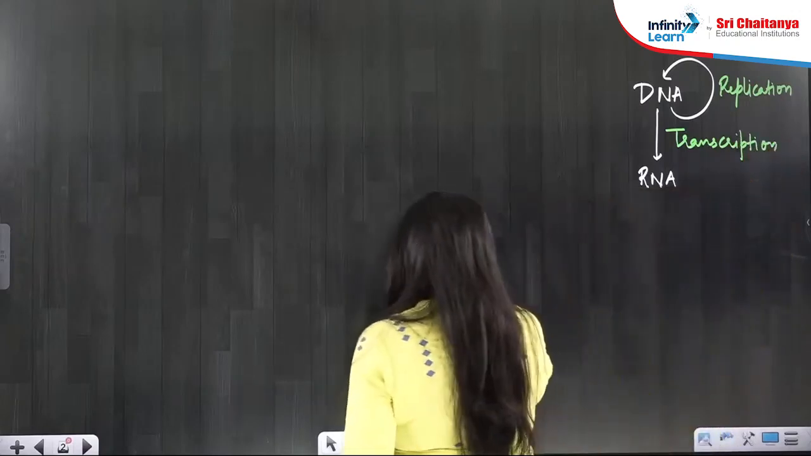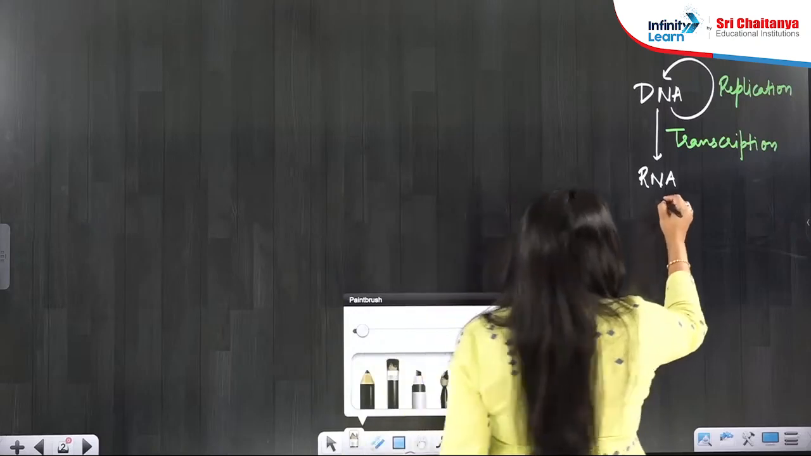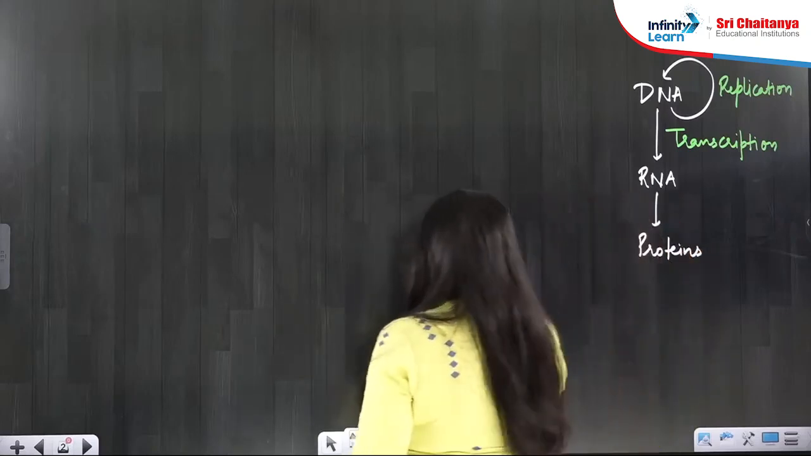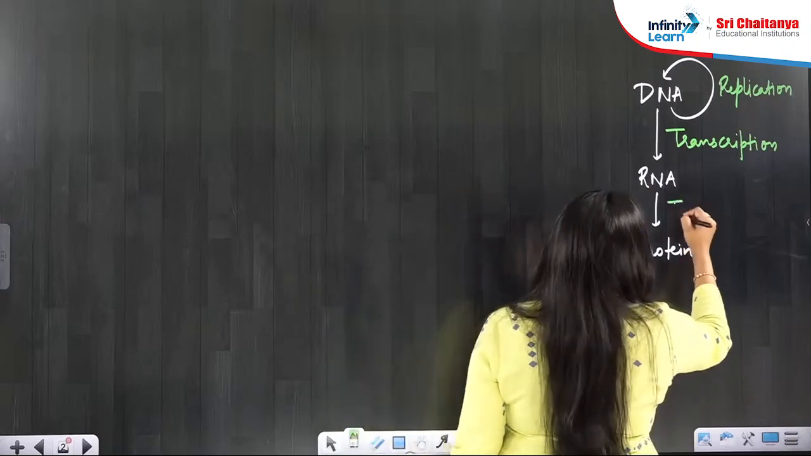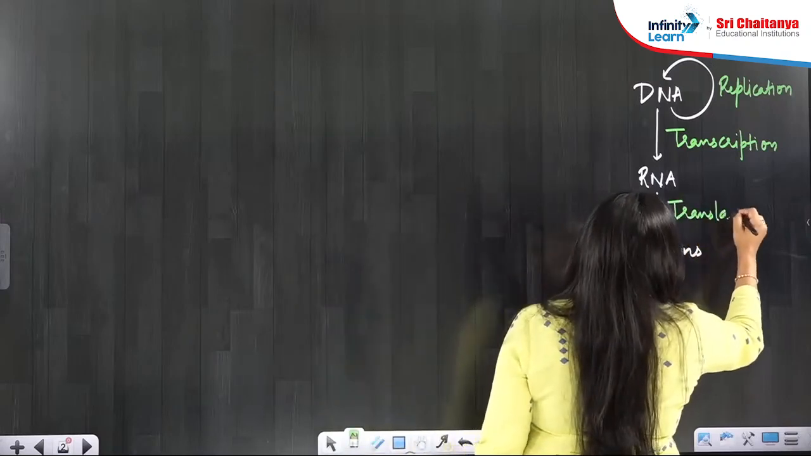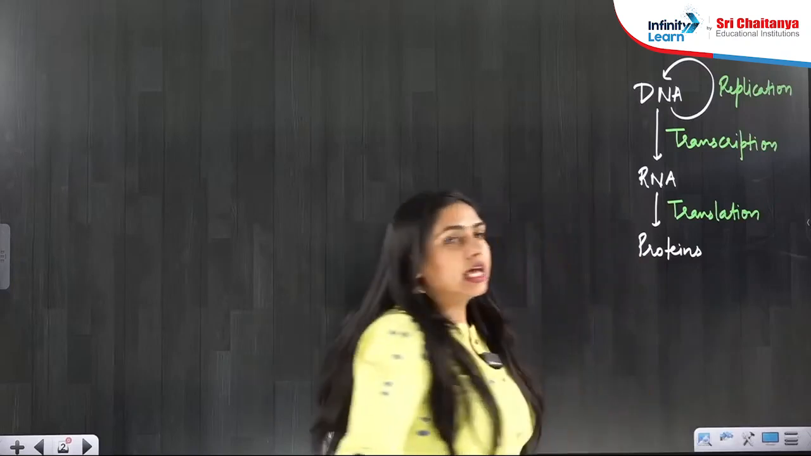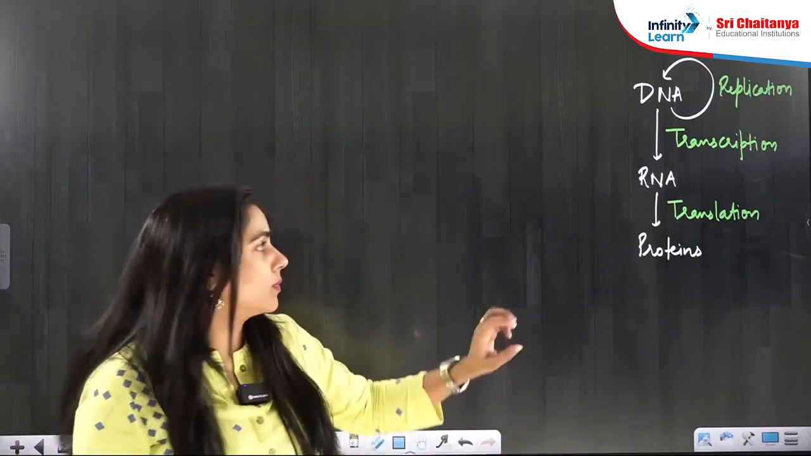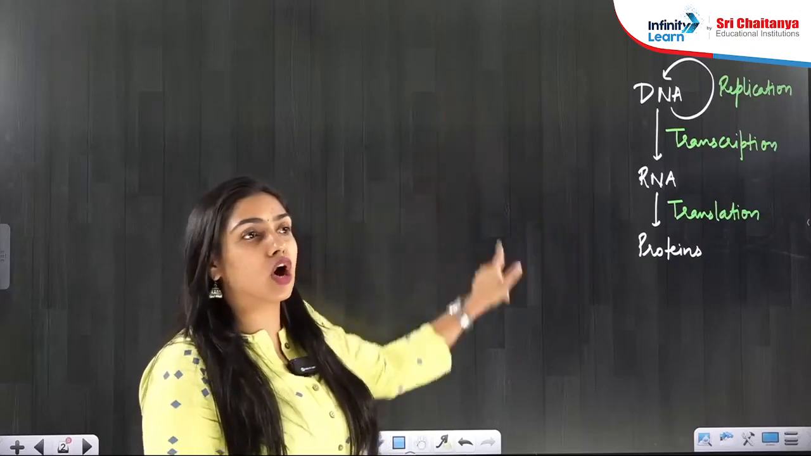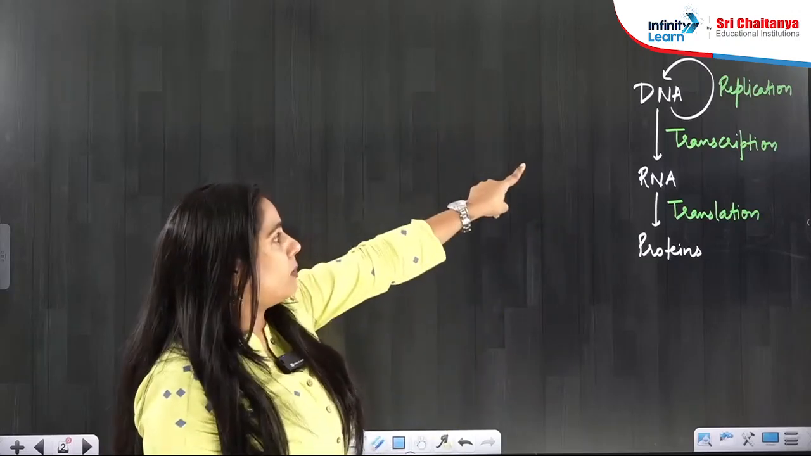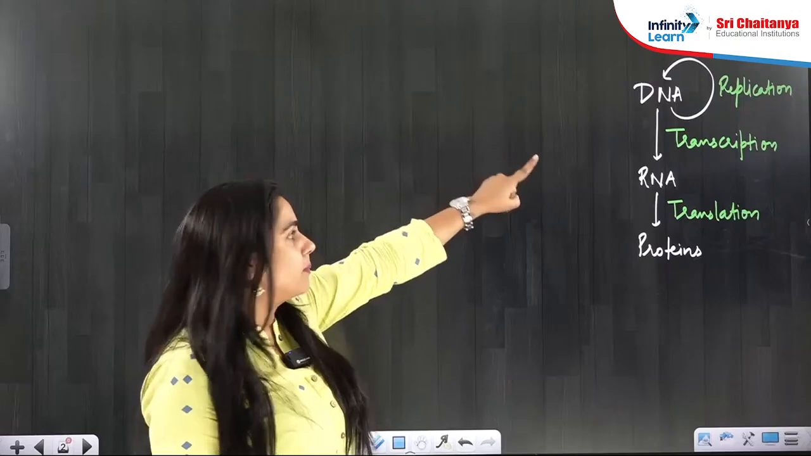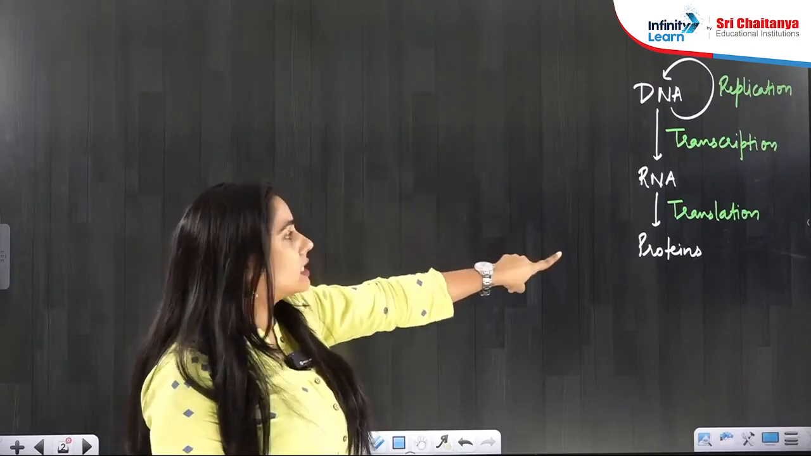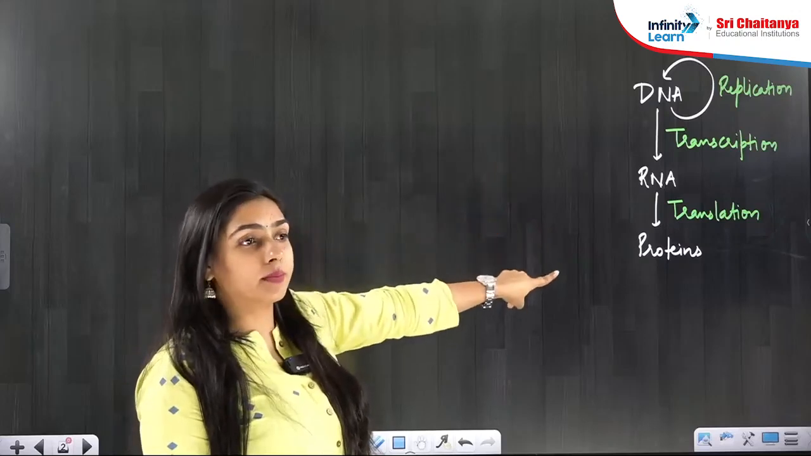And from the RNA, when proteins are formed, this process is known as translation. You study all these processes in detail in botany, in molecular biology. So this is known as the central dogma of molecular biology. Replication is DNA to DNA. Transcription is DNA to RNA. Translation means RNA to protein.